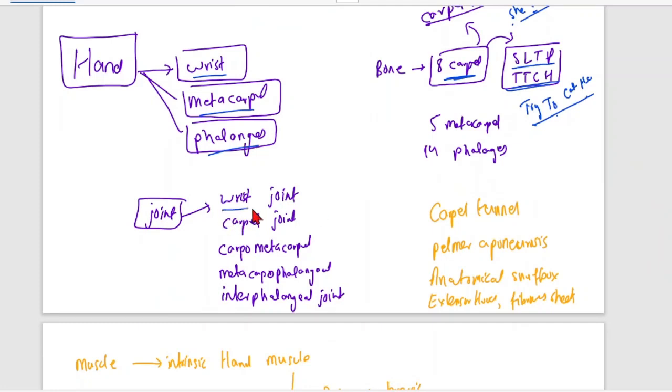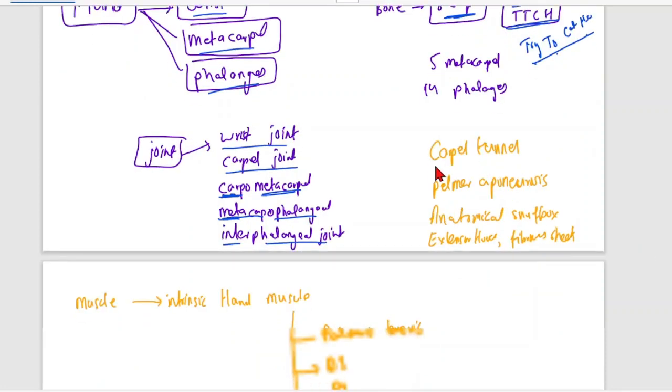Okay, the joints are, one is the wrist joint, the carpometacarpal joint. That means between the carpal and metacarpal. Another is the metacarpophalangeal joint between metacarpal and phalangeal. Another is the interphalangeal joint between the phalanges. Okay, there are many other things: carpal tunnel in the hand, palmar aponeurosis, anatomical snuffbox. This is very important, anatomical snuffbox. Okay, this is created from 3 muscles. Another is the extensor hood and fibrous sheath.